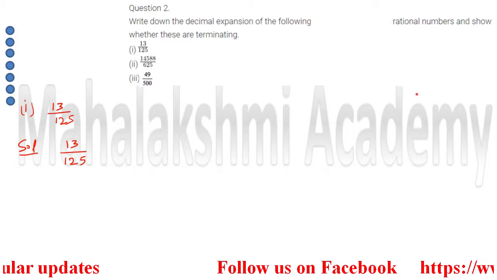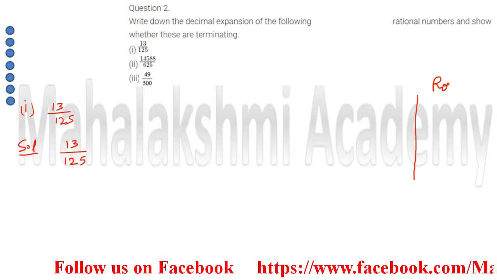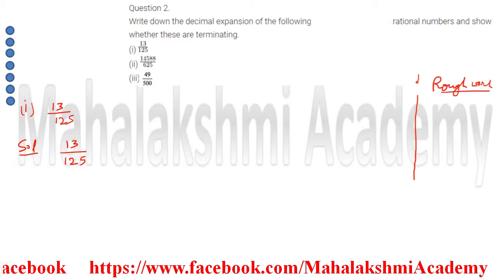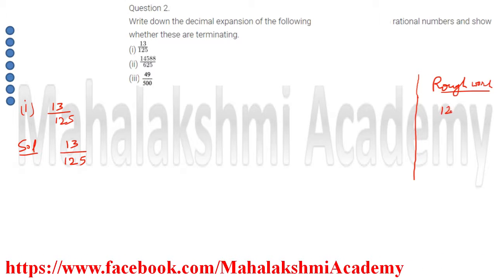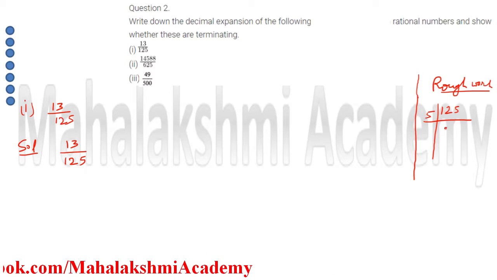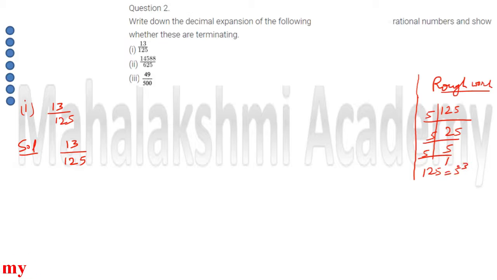So here in the rough column I am just doing it. We have to factorize 125 and find its factors. Dividing by 5, we obtain 125 as 5 to the power 3. So just write this 125 in its factor form. So we are going to get 13 upon 5 to the power 3.